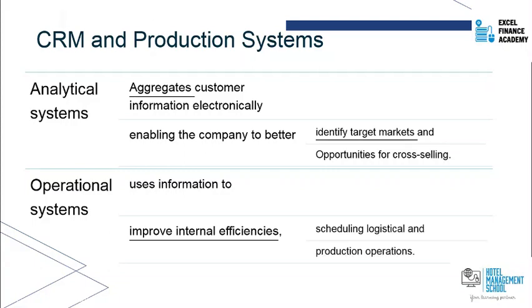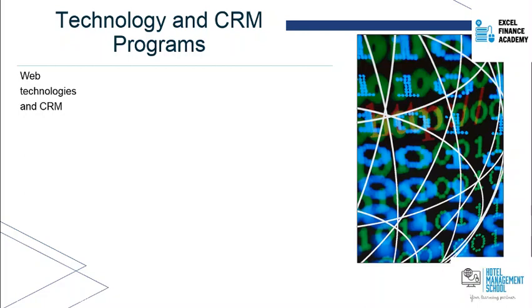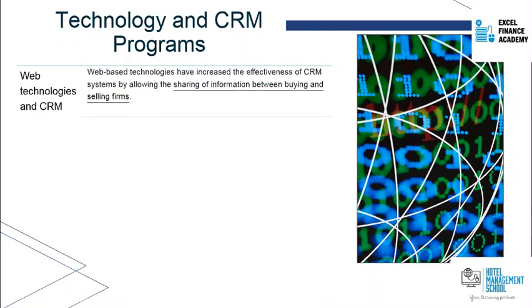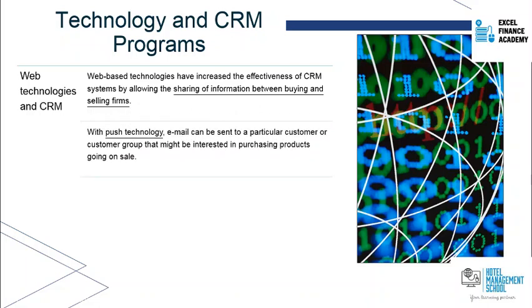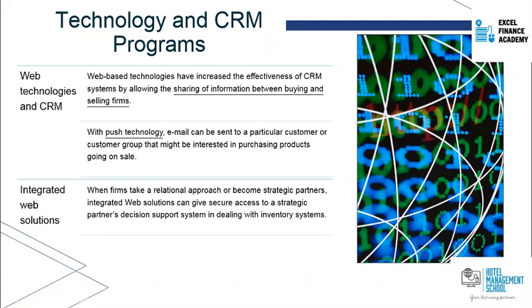Logistic and production operations. So there are technologies, meaning web-based CRMs. Web-based CRMs are used over the internet. You don't need to buy a server for them. So sometimes they can send, like the one that I told you, with the push technology, email can be sent to the customer, with MailChimp you can send. Integrated web solutions are those where the firm takes a relationship approach or becomes the strategic partner, and they integrate the web solution into their own system, the decision support systems. You can integrate the CRM with your ERPs as well.